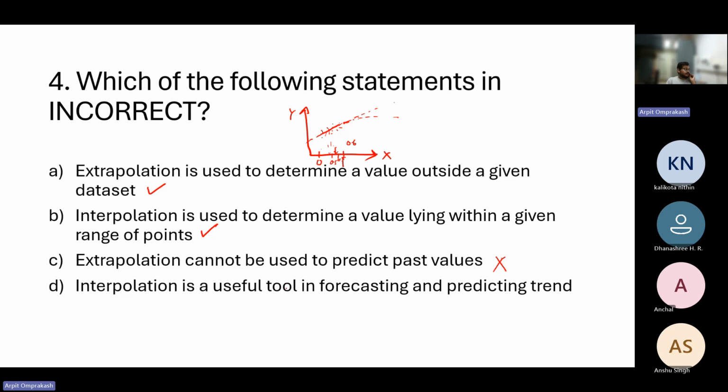And the statement that interpolation is a useful tool in forecasting and predicting time is also incorrect, because interpolation, as I said, is used when you know within your data range what is supposed to be done. It's not forecasting anything into the future, or predicting time outside of the data. So the answer here will be C and D.